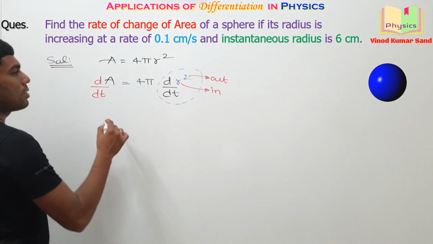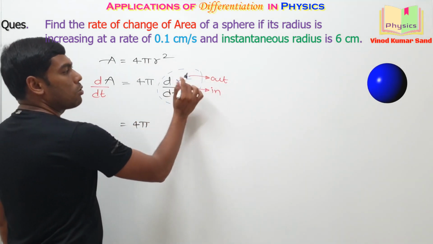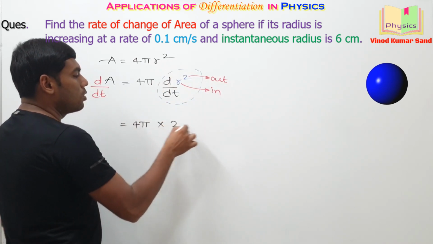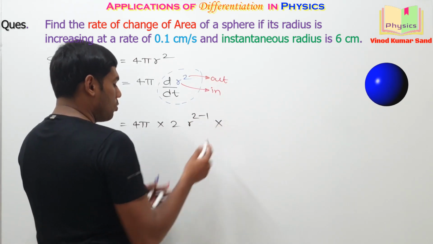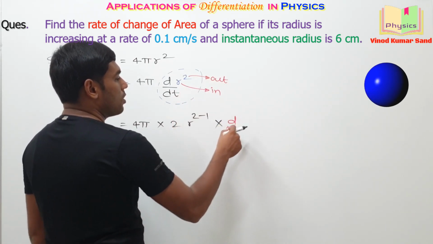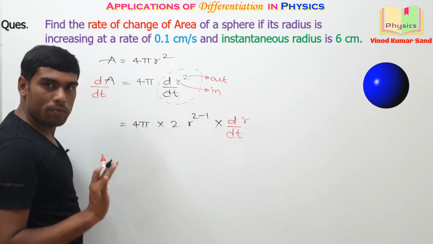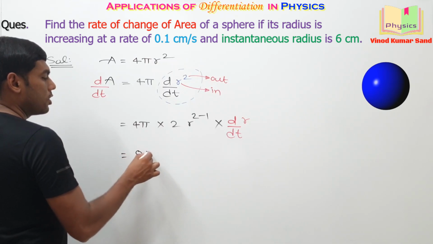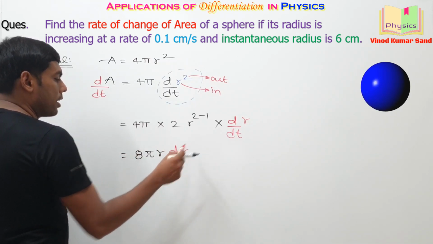Now the calculation is pretty simple for us. 4 pi, first I am differentiating the outside function, this power. Differentiation of power you know, 2 r to the power 2 minus 1. Then we need to differentiate the inside function. So d by dt and the inside function is r. Okay. This is equal to 8 pi r d by dt of r.